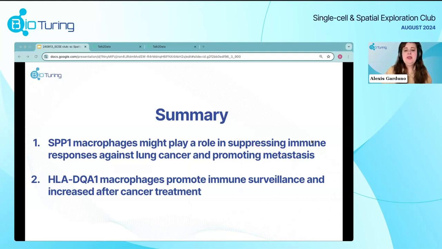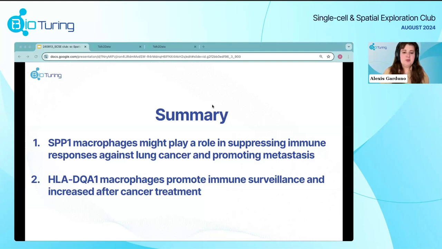Okay, so I'll go into the Q&A section now just to see if there are any questions in the chat. I can see that there are already some questions that are open. One from Jasper: how is this subset of SPP1 macrophages only specific for lung cancer? Can we see this in other cancer types?